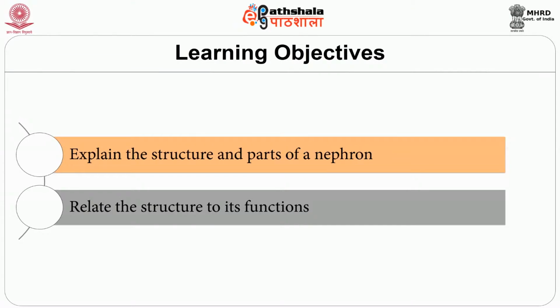This module, describing the structure and functions of the nephron, is a part of the paper on human physiology. It describes the structure of the nephron and its functional organization. The learner will be able to describe the structure of the nephron, comprehend the different parts of the nephron, define, comprehend and relate the structure to the functions. This module aims to explain the structure and parts of a nephron, and relate the structure to its functions.